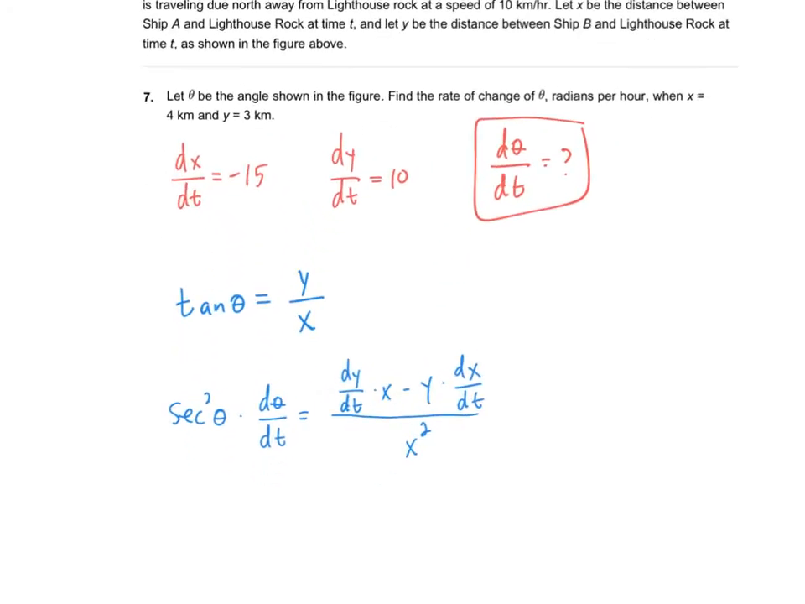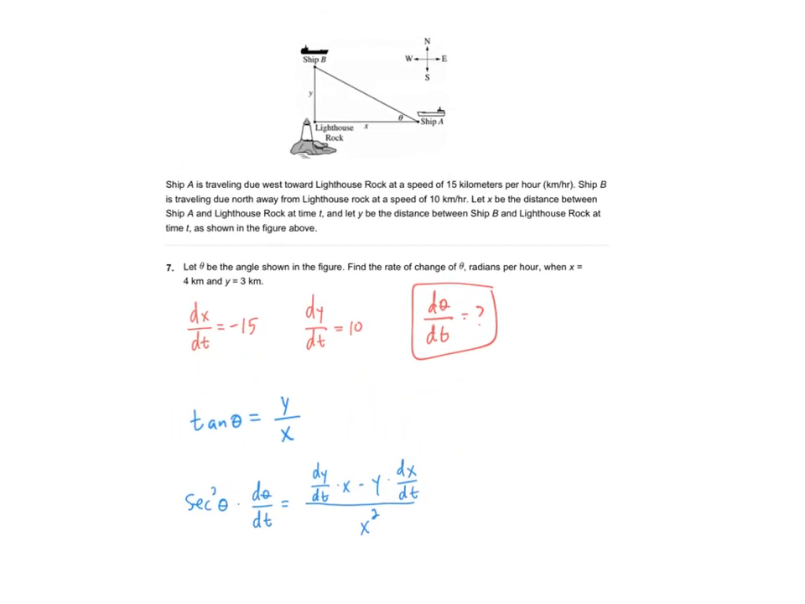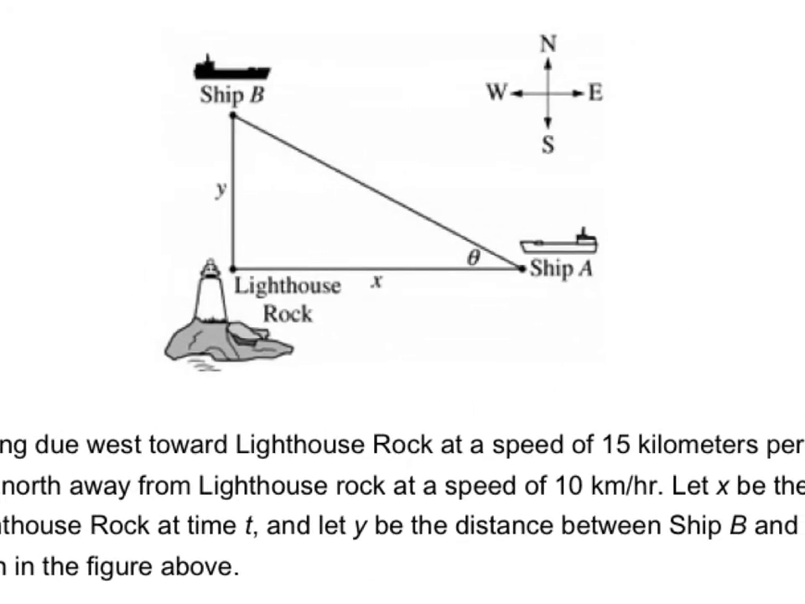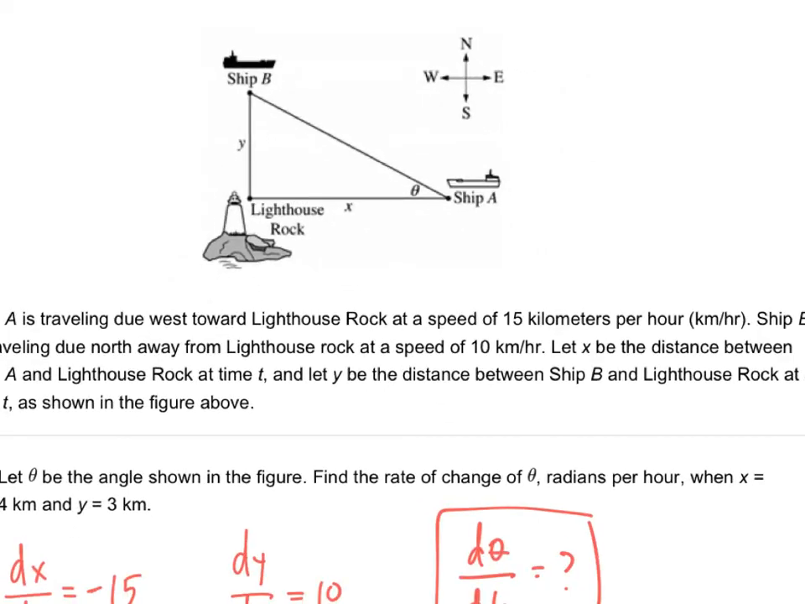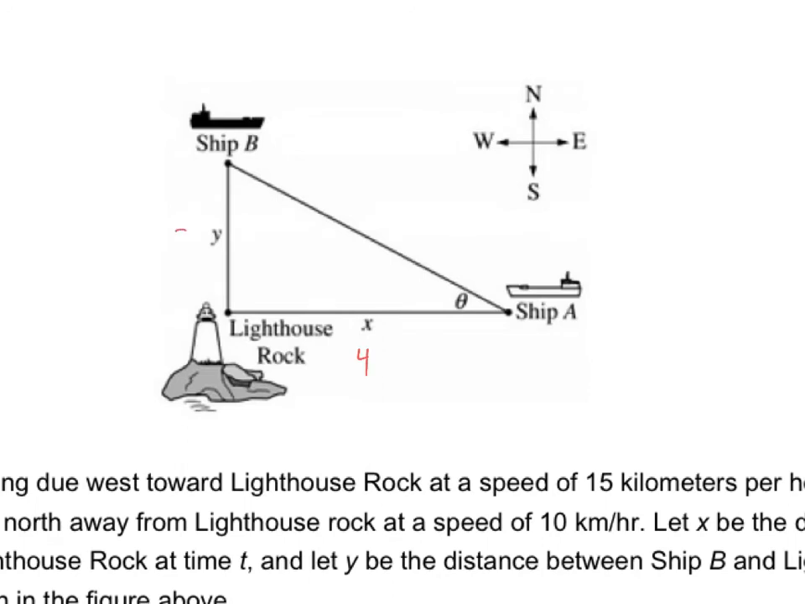Okay, so let's plug in everything. We need to find d theta dt, so we need to substitute everything that we see besides that. Secant squared is the biggest thing to get, maybe the trickiest thing. So think about secant squared. They tell us at this moment x is 4, y is 3, and that means this would be 5 at the certain moment that they're talking about.